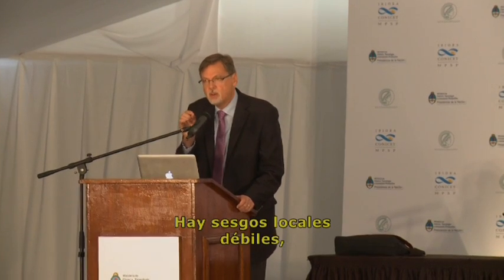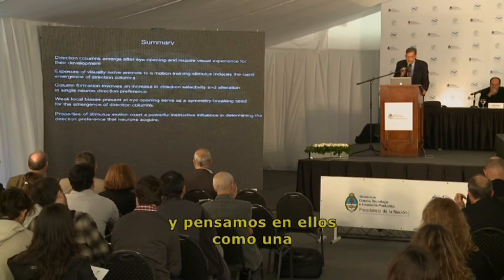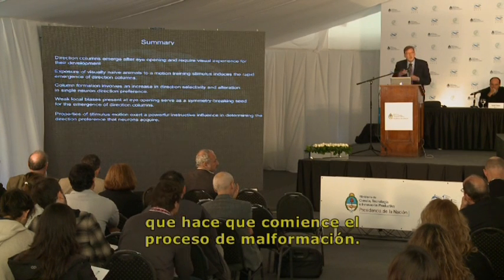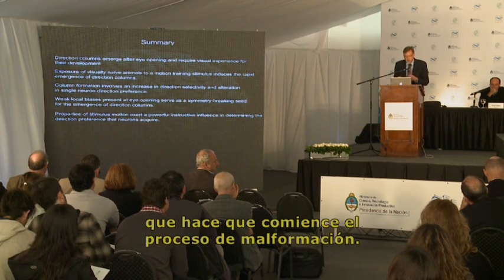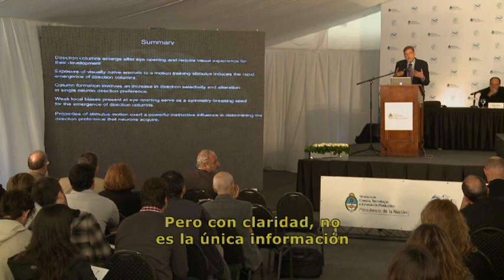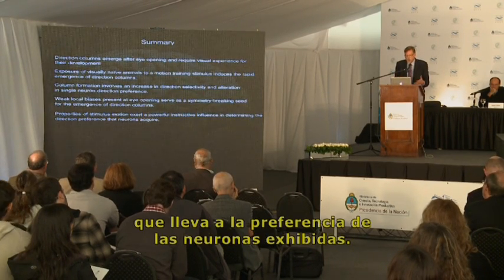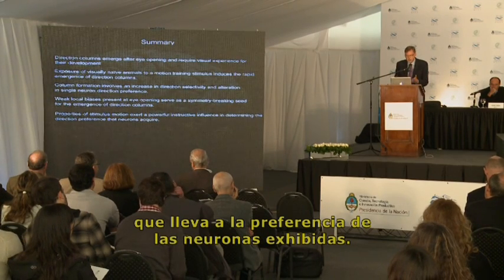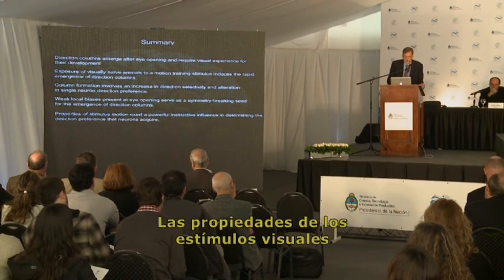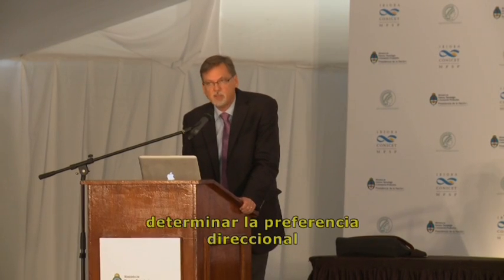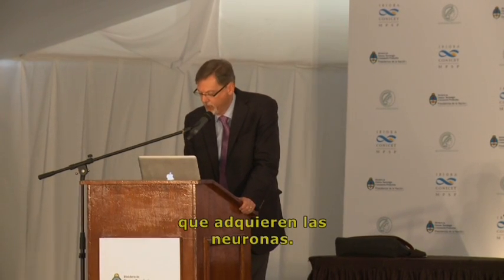There are weak local biases, and we think of them as acting as a symmetry-breaking seed that gets the process of map formation started, but it's clearly not the only bit of information that drives the preference that neurons exhibit. Clearly, the properties of the visual stimulus also exert a powerful influence in determining the direction preferences that neurons acquire.